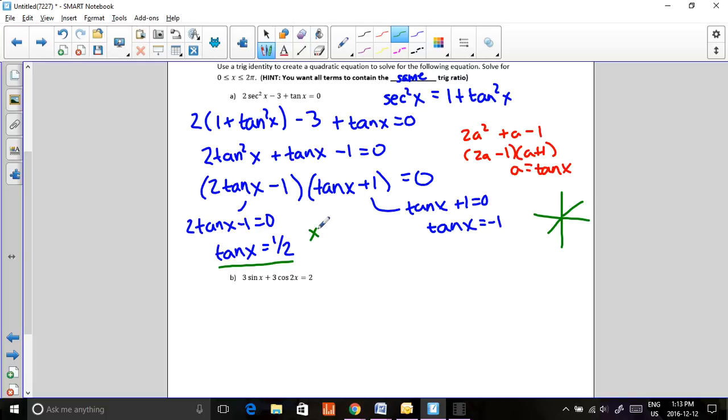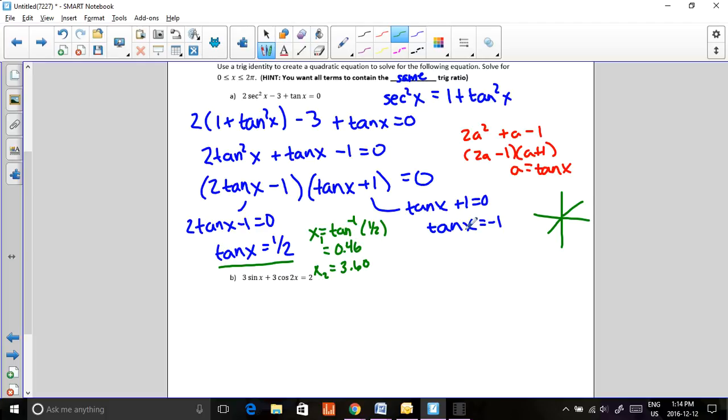So I use my calculator to do the inverse tan of a half, and it tells me that this is 0.46. So that's my first value for x. And the second one is just going to be pi plus 0.46, so that's 3.60.